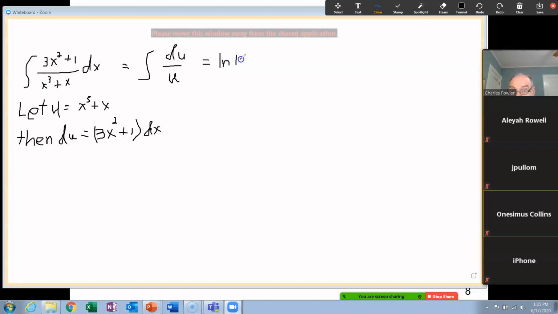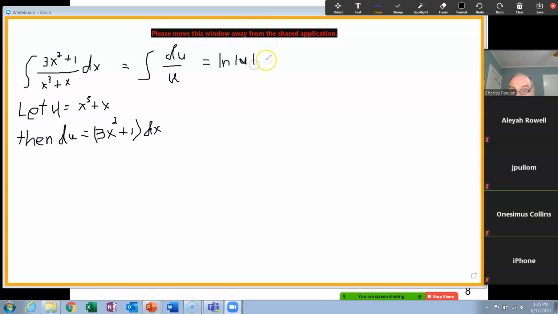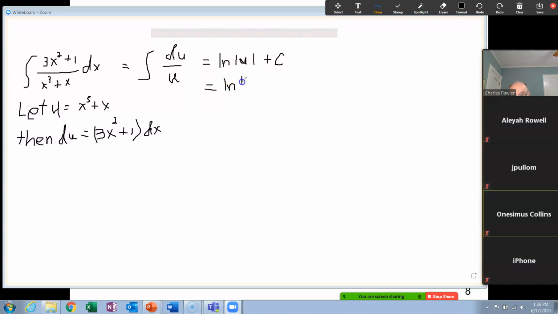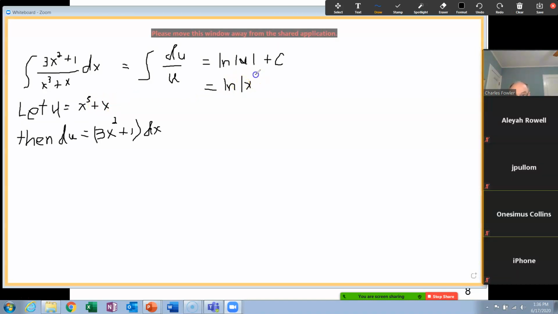The log of the absolute value of u, plus c. But we didn't start our problem with u's. We need to get back to our x's. So that would be the log of, and this time we do need the absolute value bars, the absolute value of x cubed plus x, because u is x cubed plus x, plus c.